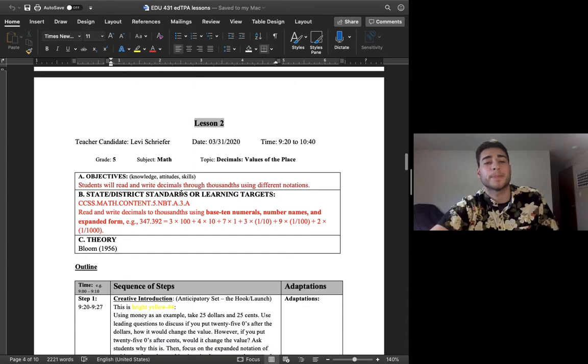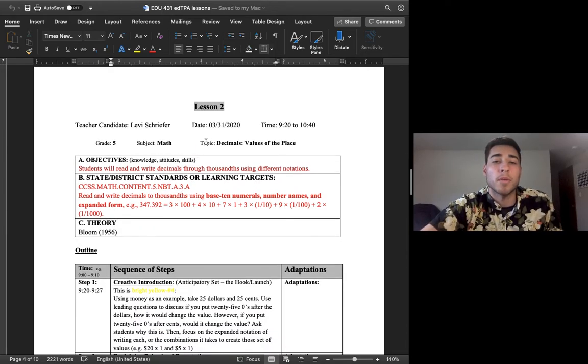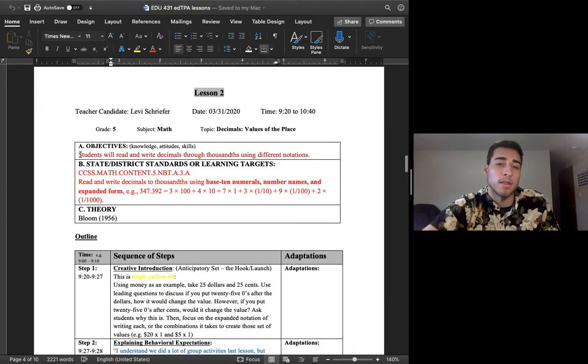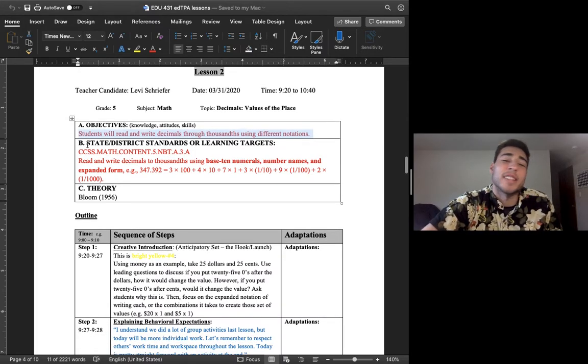So lesson 2 comes up again. The topic will then be decimals and the values of the place. So understanding that each place has a certain value, and how we're going to be representing that is going to be important for this lesson 2. So the objective then, students will read and write decimals through the thousandths using different notations. So the state standard then is read and write decimals to thousandths, using base 10, numerals, number names, and expanded forms.